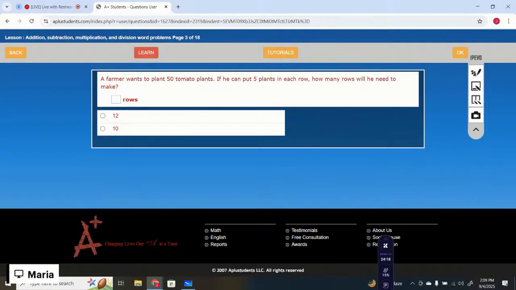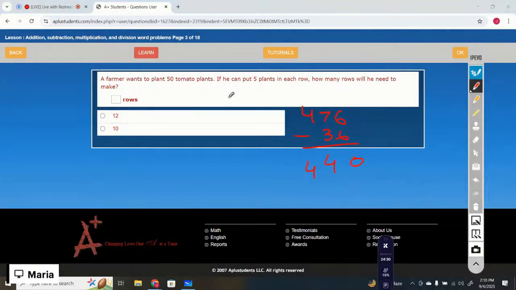A farmer wants to plant 50 tomato plants. If he can put 5 plants in each row, how many rows will he need to make? So 50 plants he wants, and he wants to plant 5 in each row, right? So 50 divided by 5. You need to calculate how many rows will he need to make.